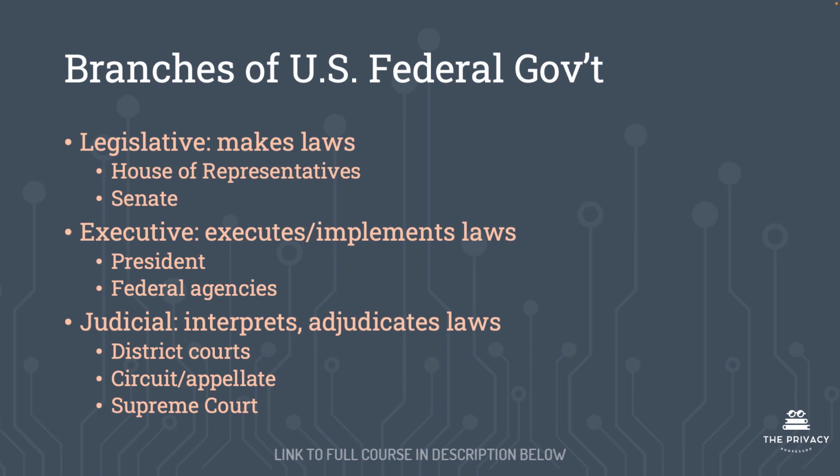The legislative branch is responsible for making laws, and it's made up by the House of Representatives and the Senate. The executive branch is responsible for executing and implementing laws. It's made up of the president and federal agencies. And finally, we have the judicial branch, which interprets and adjudicates laws. It's made up of district courts, circuit courts, and the Supreme Court. And with regards to the hierarchy here, the district courts are on the bottom, the circuit or appellate courts are in the middle, and the Supreme Court is at the top.